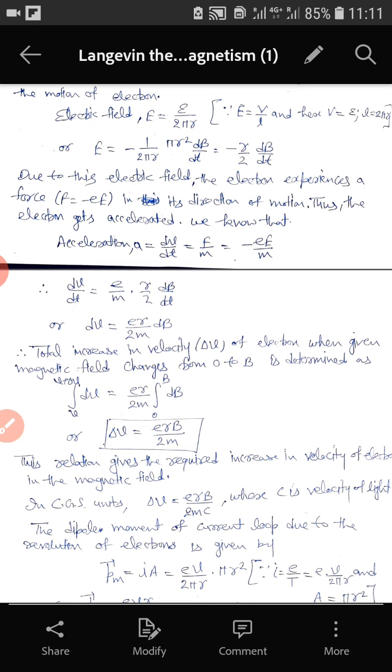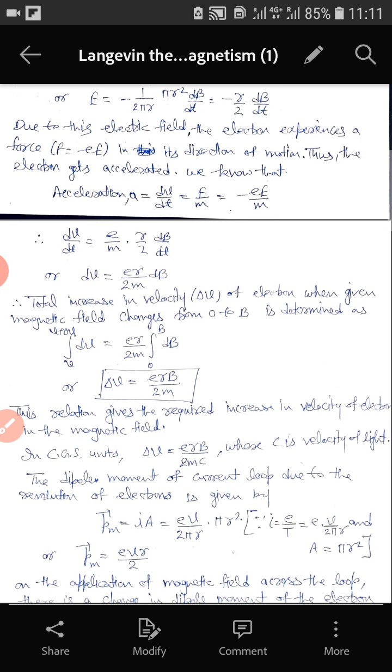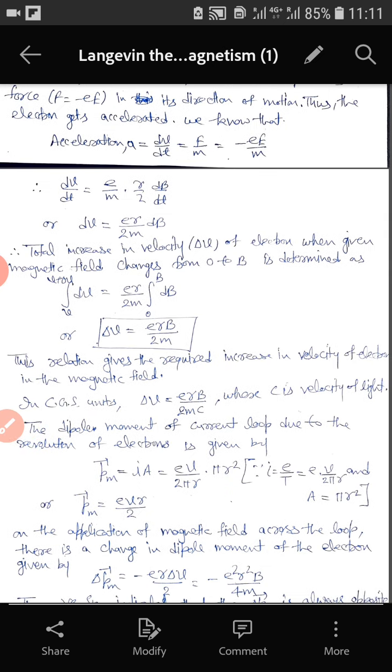This is the change in velocity which will be there when we put that electron rolling around the nucleus in a changing magnetic field. So this relation will give the required increase in velocity of the electron in the magnetic field. And in CGS units this will be ERB by 2mC, where C is the velocity of light.